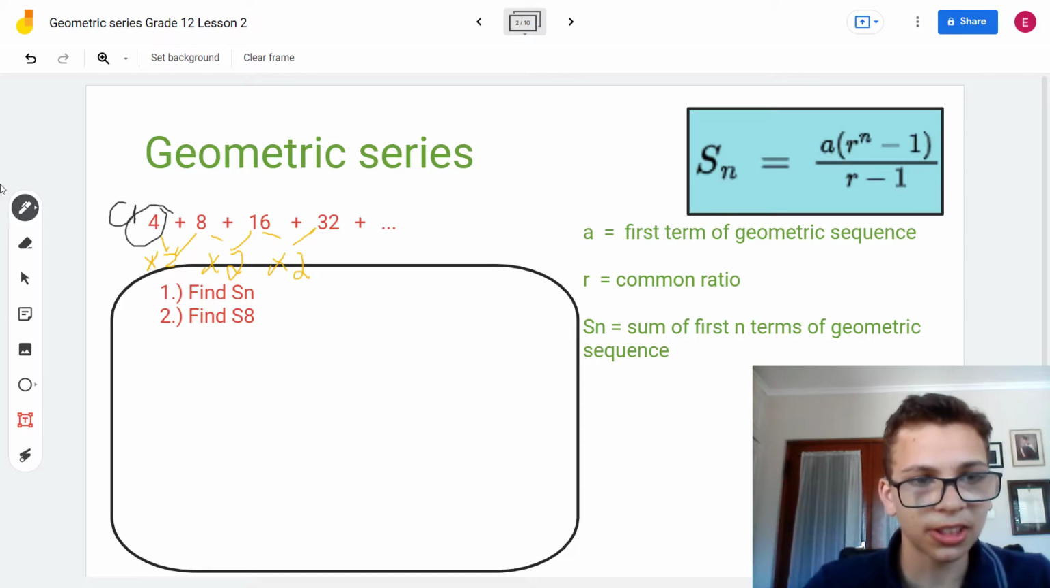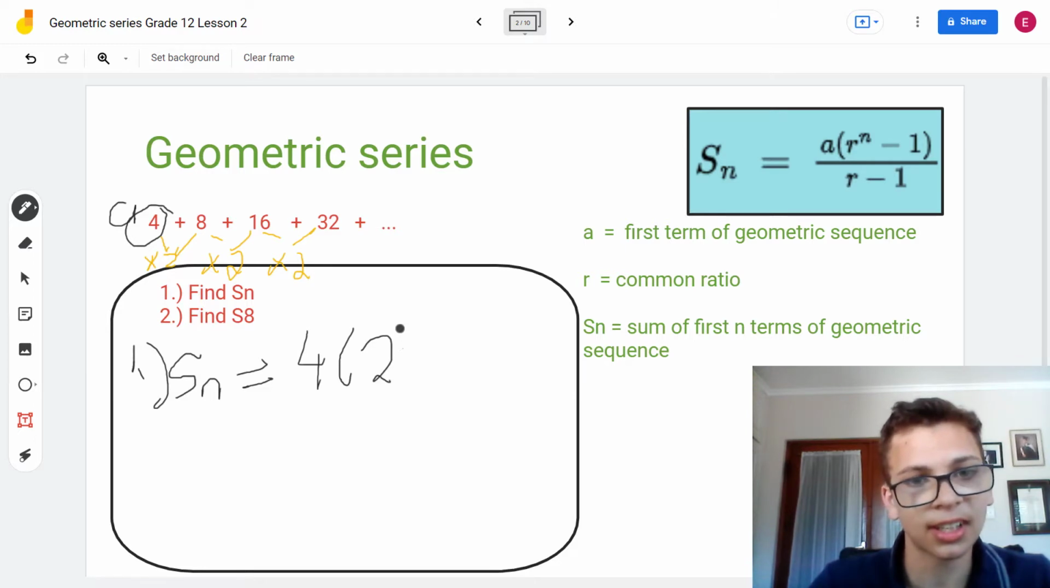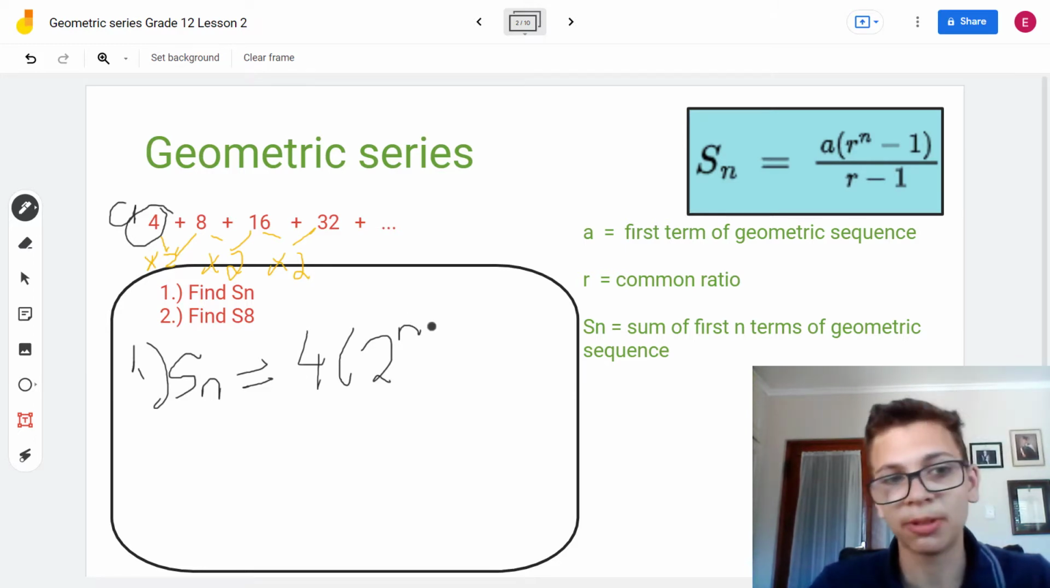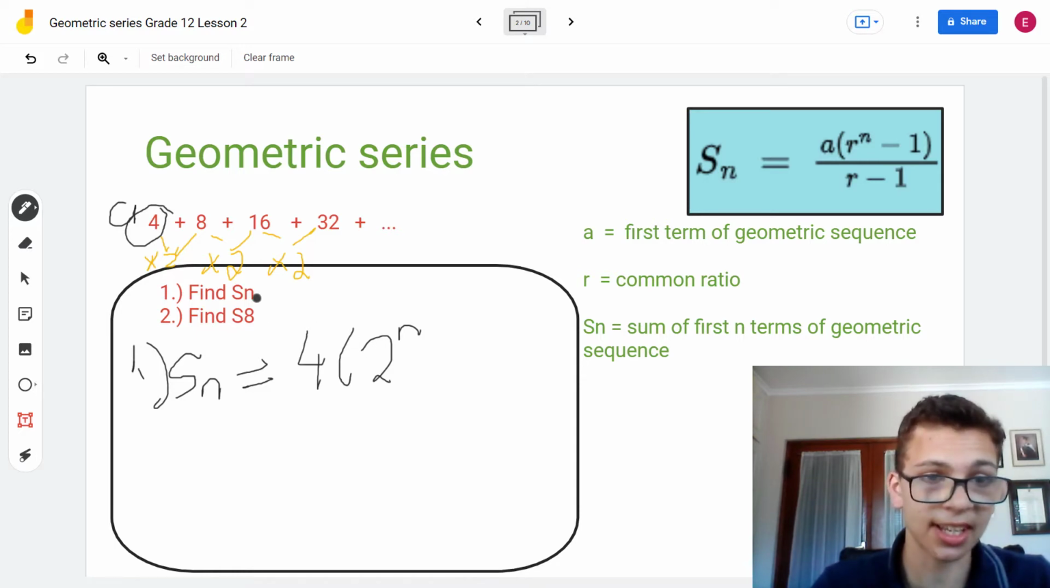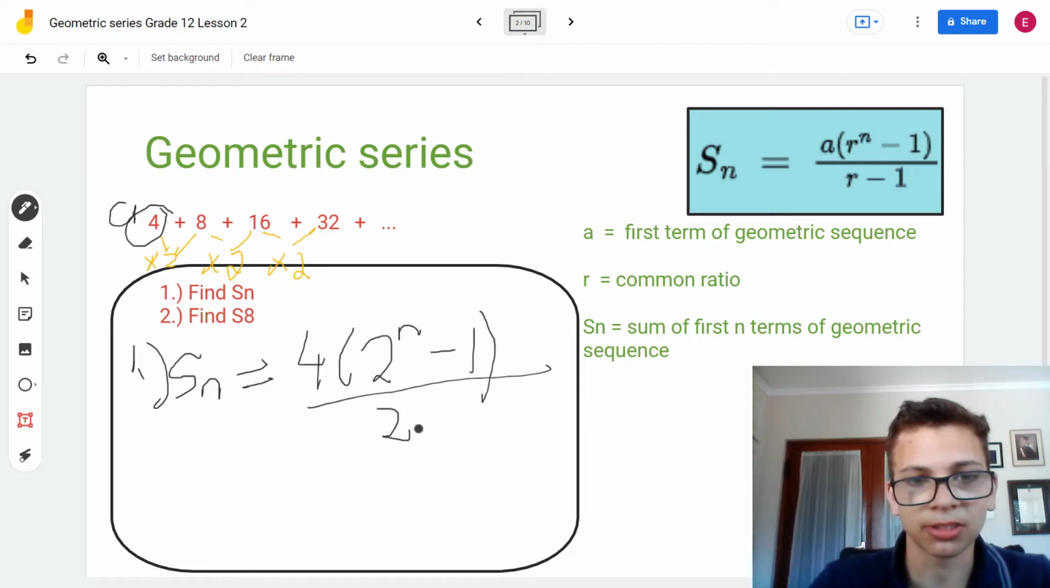Okay, so for question 1, how you would do it is you'd say that Sn equals A, which is 4 in this case, times R to the power of n. So R will be 2 to the power of n. Here n is what term we're looking for, but if we're finding the general term, which is Sn, we keep it as n minus 1, and that's over R minus 1, which is 2 minus 1. R is our common ratio. Okay, we can simplify that.